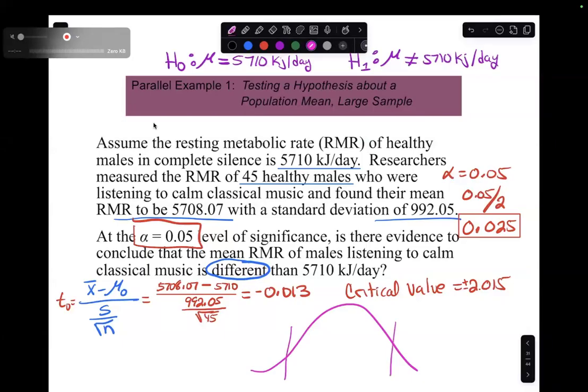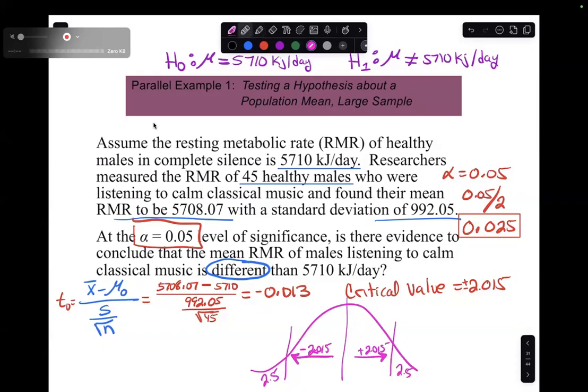Okay, so I have 0.025 over here, 2.5% there, 2.5% there. This is my mean. And my edges: this right here is plus 2.015, and this over here goes to minus 2.015. That's the edge of my confidence interval. All I did was basically create a confidence interval.